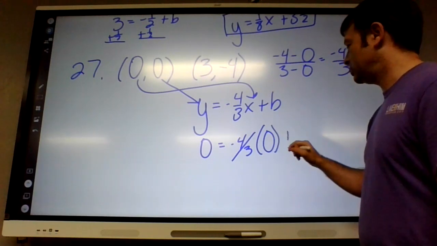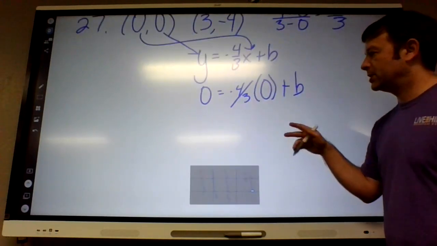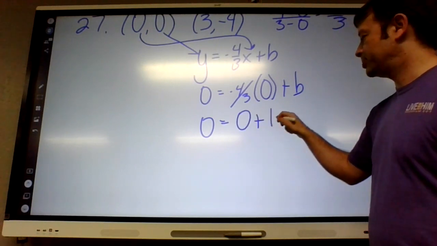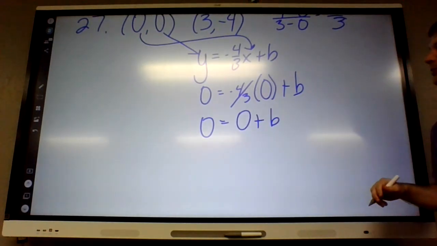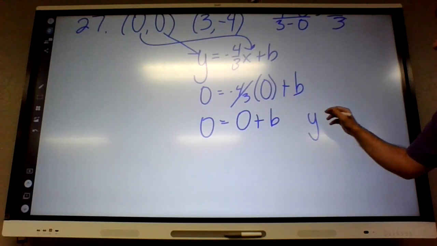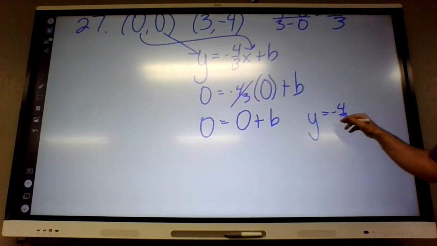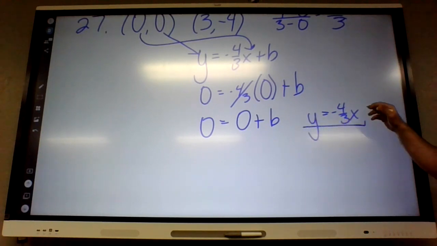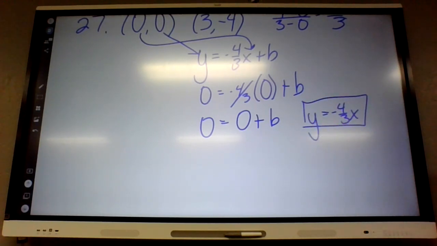So what is b going to be? 0 equals 0 plus b. So yeah, b is 0. So if b is 0, do I need to write it? -4/3 x plus 0. You can just put y equals -4/3 x.